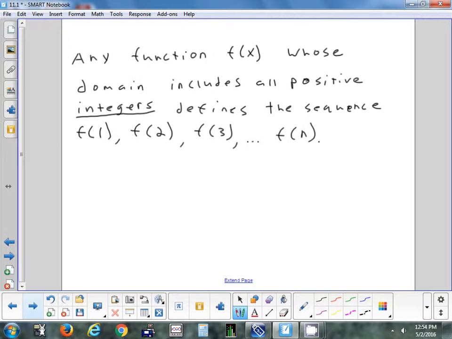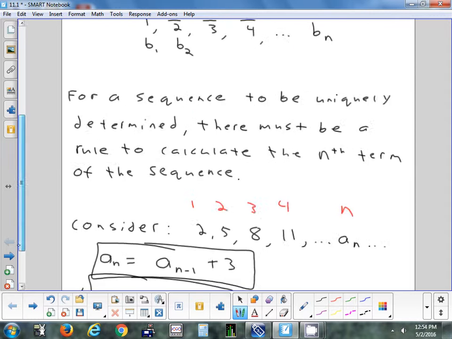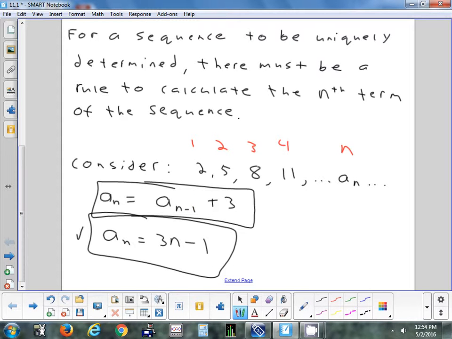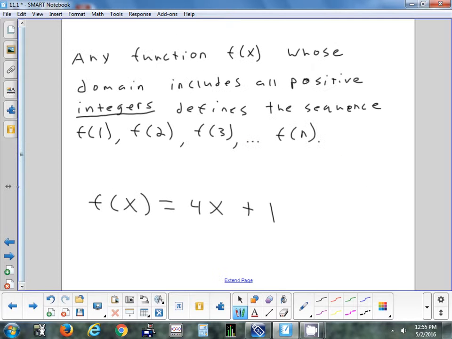All right, so any function that you can come up with, think of something like this: let's say 4x plus 1. If you take that function and you limit the domain to just the positive integers, meaning you limit what you plug in for x to be numbers like 1, 2, 3, 4, you have a sequence. The reason you have to limit it to positive integers is because with a sequence, you have a first term and you have a second term. There's nothing between them. There's no such thing as a 1.3 term or 1.5 term. So if you just limit yourself to integers, you would have a sequence.